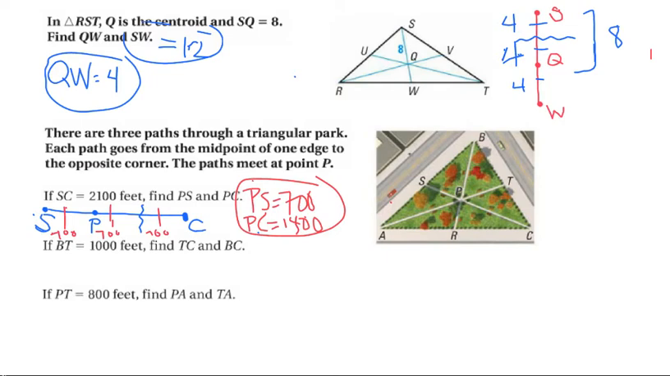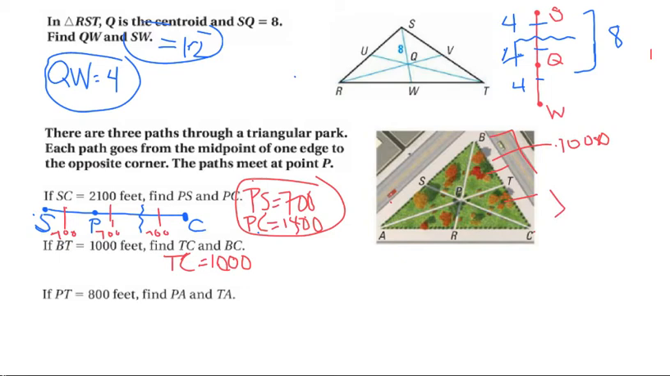All right, so if BT is 1,000 way over here, well, we know these are medians, so each connects a midpoint to the vertex. Those should be the same, so TC would be 1,000. And then BC, since that's the whole section all the way across, would be 2,000.